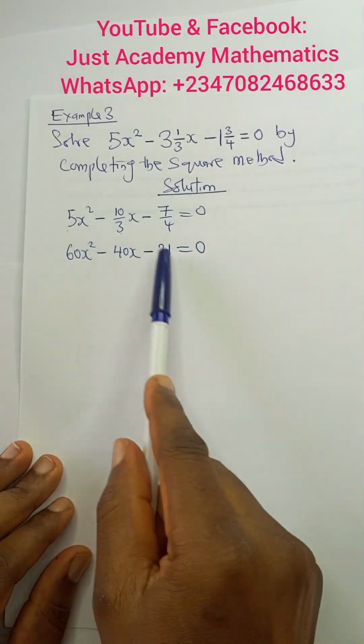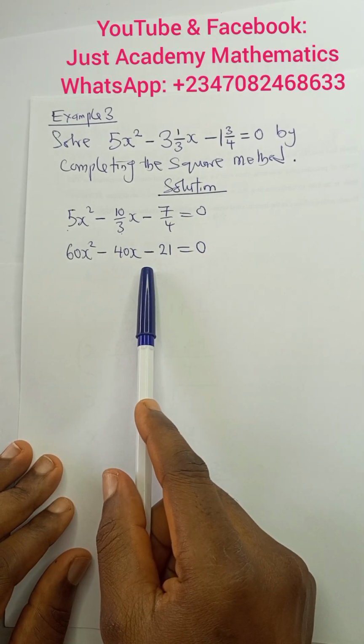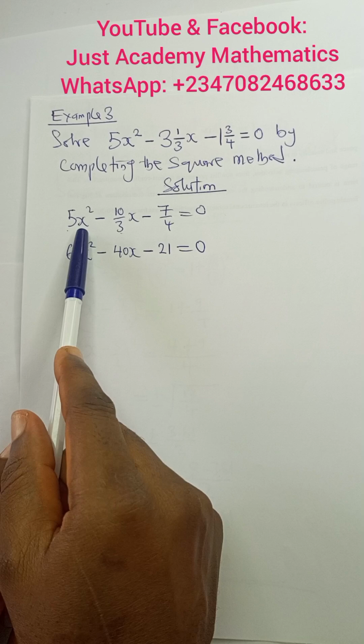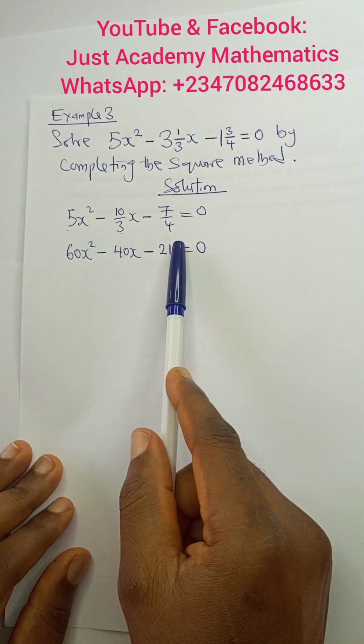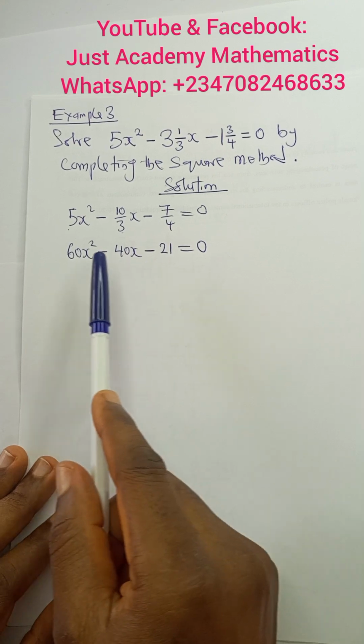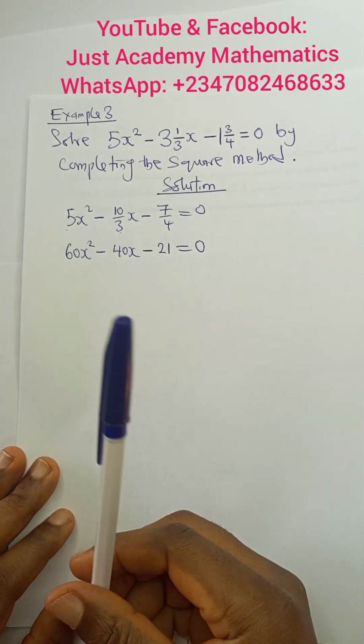So this is the equation. This and this is actually the same thing. If you don't understand what I mean by multiply through with 12, you can go ahead and add 1 here, find the LCM, cross multiply. This is where you end up. So at this stage now, we apply the completing the square rule.